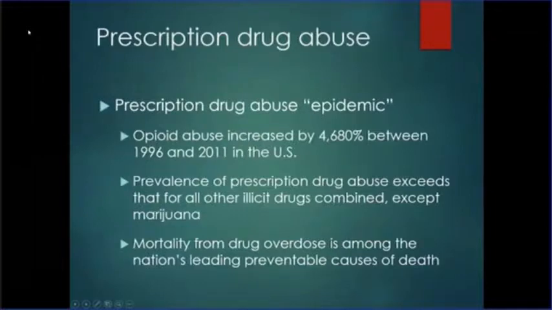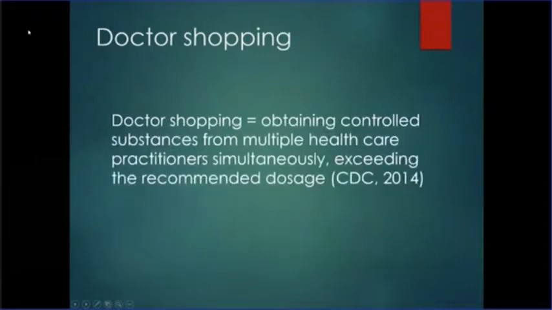So first, there apparently has been a prescription drug abuse epidemic in the United States. And I didn't really know a lot about this because I don't myself abuse prescription drugs. But apparently there's been this huge increase in opioid abuse, about 4,680% between 1996 and 2011. And so now the prevalence of prescription drug abuse exceeds that for all other types of illicit drug use combined, except for marijuana. And so we now know that mortality from drug overdose is among the leading causes of preventable death in the United States, and it's actually higher than fatalities from car accidents, which surprised me. So this is a really big problem, and lots of people are sort of trying to put their brains together to figure out how we can stop this tide, turn this tide.